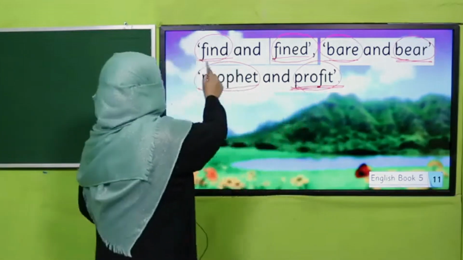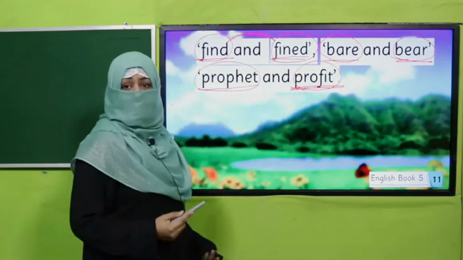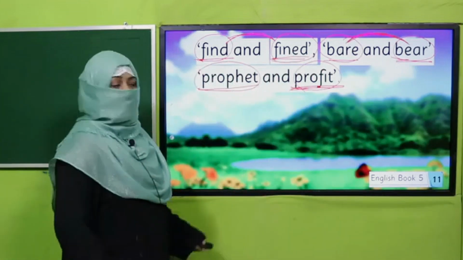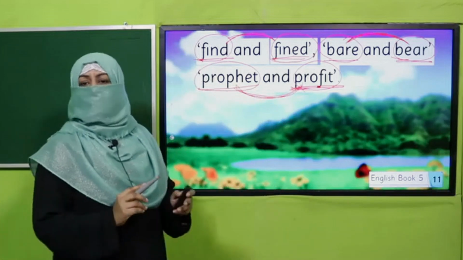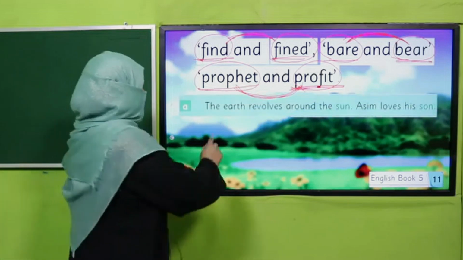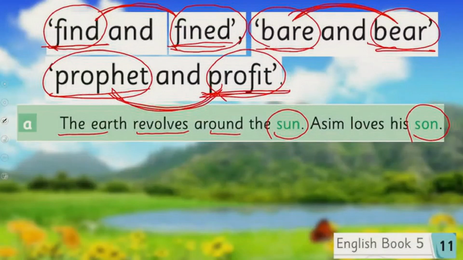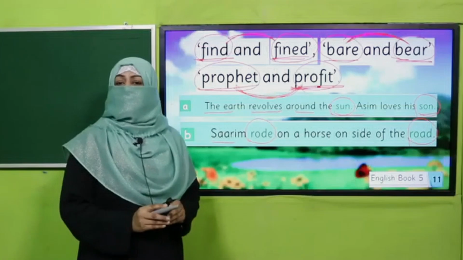All right. Now you see find, fine. Different words, different spellings, but they are pronounced in the same way. Bear, bear. Different spellings, different meanings, but the pronunciation is the same. Prophet, profit. Different spellings, different meanings, but the pronunciation is the same. So all such types of words are known as homophones. The earth revolves around the sun. Asim also says son. Both are homophones. Sarim rode on a horse on the side of the road. All right. So this is all about homophones.